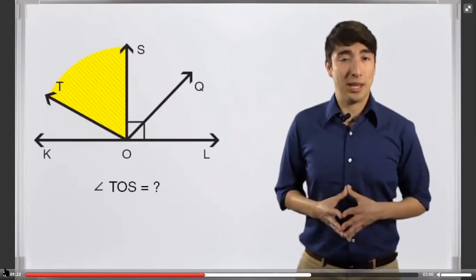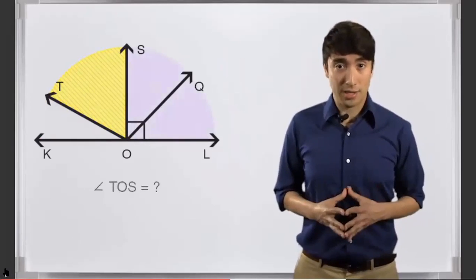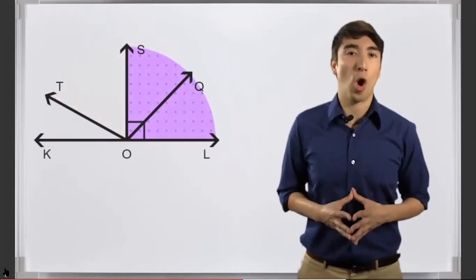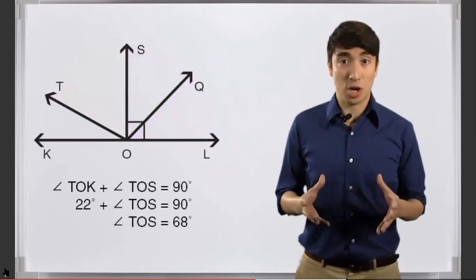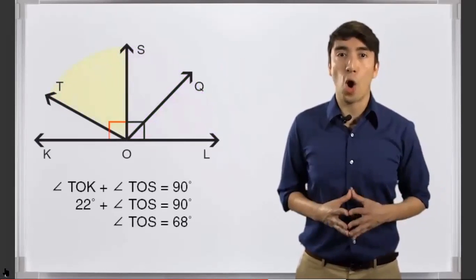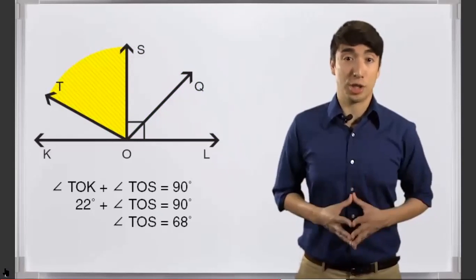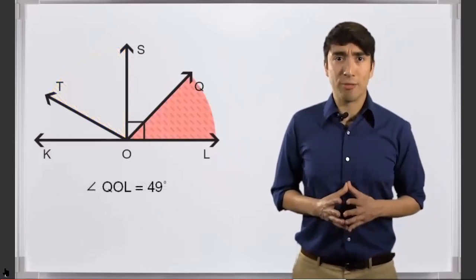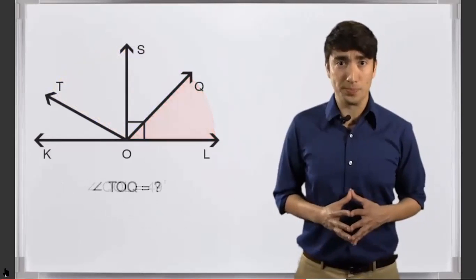From the symbols in the illustration, you can see angle SOL is 90 degrees. Since this angle is supplementary with angle SOK, that means that angle SOK must also measure 90 degrees. Therefore, angle TOS is 90 minus 22, which is 68 degrees. If you know angle QOL is 49 degrees, what is the measure of angle TOQ?